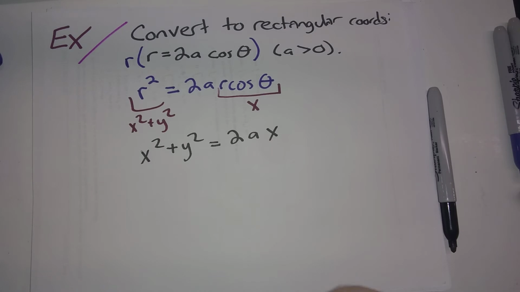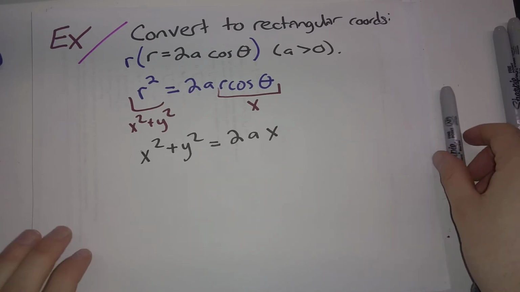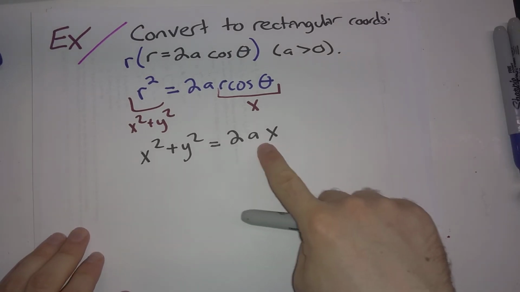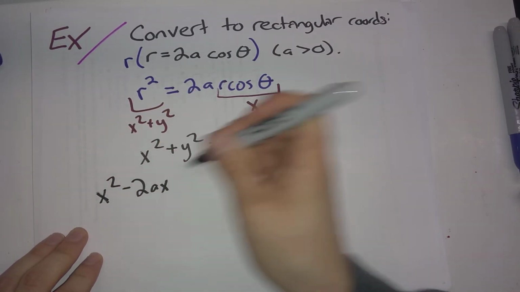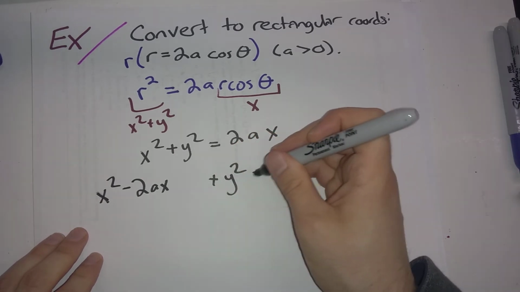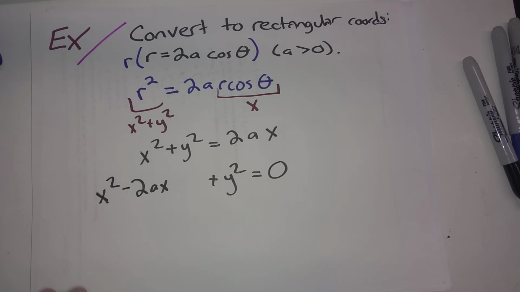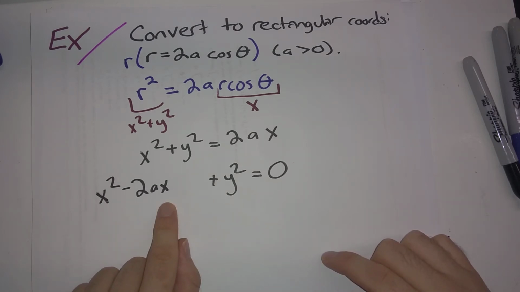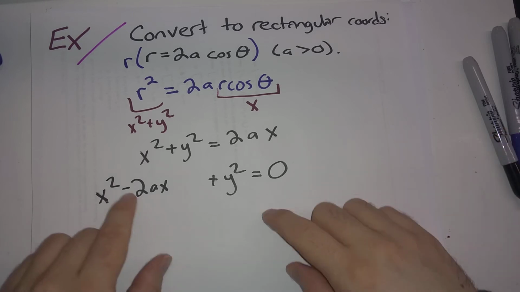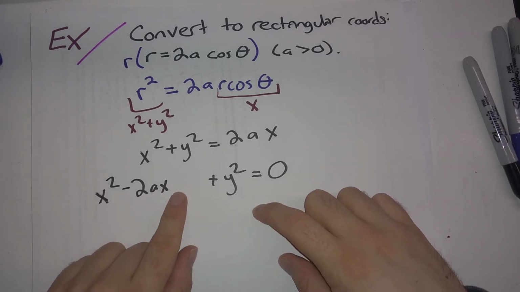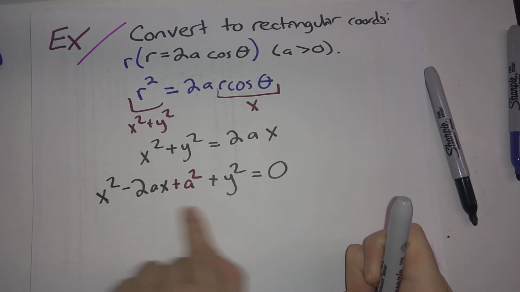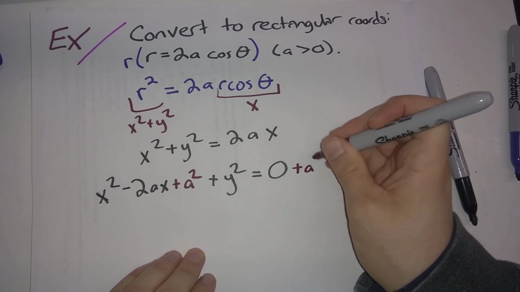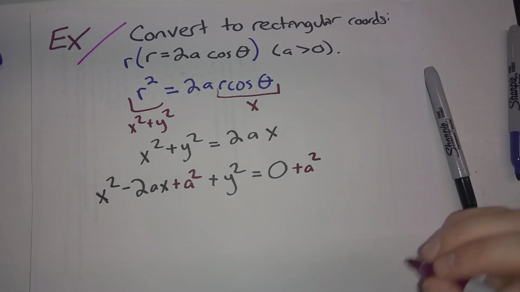And so let's do just a little bit of manipulation to this equation, and we'll be able to see exactly what this is corresponding to. Okay, so I'm going to move the 2ax to the other side. So x squared minus 2ax plus y squared is equal to 0. And so we're going to do just a little bit of completing the square here. So completing the square says that we should put an extra term of a squared here in order to turn this into a perfect square. Well, if we add a squared to the left, we should add a squared to the right here.